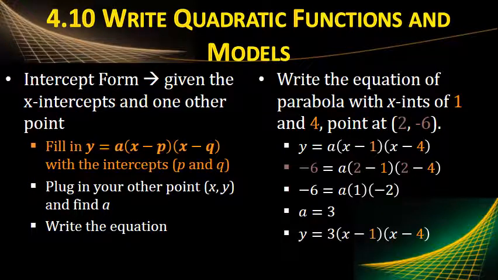So write your equation. y equals 3(x minus 1)(x minus 4), where the 1 and the 4 are the x-intercepts.